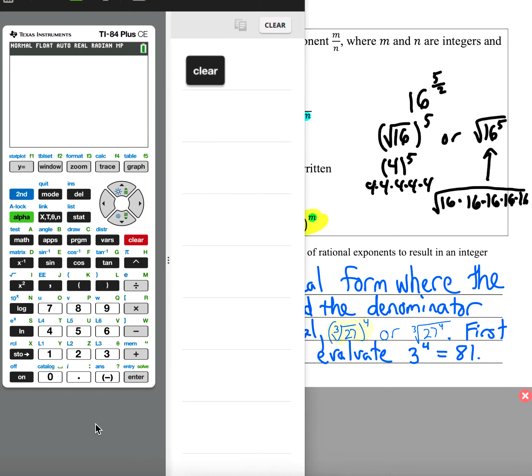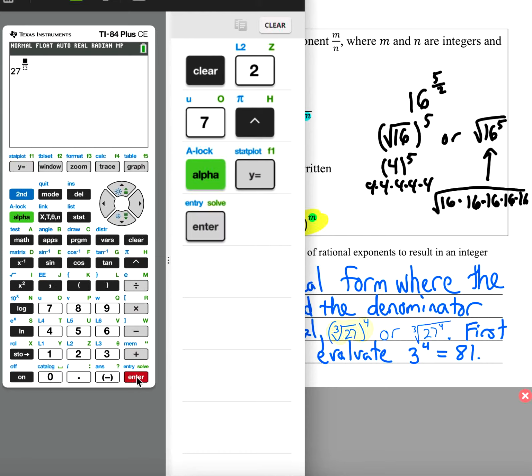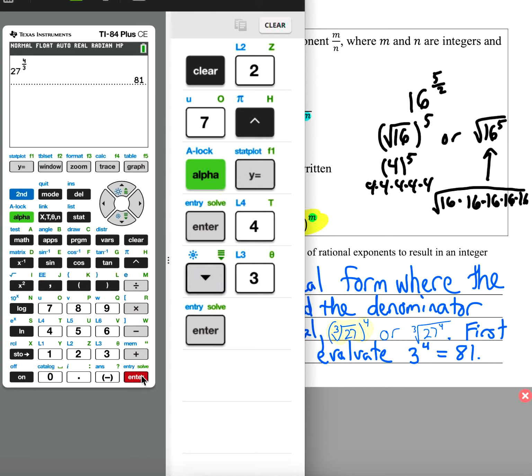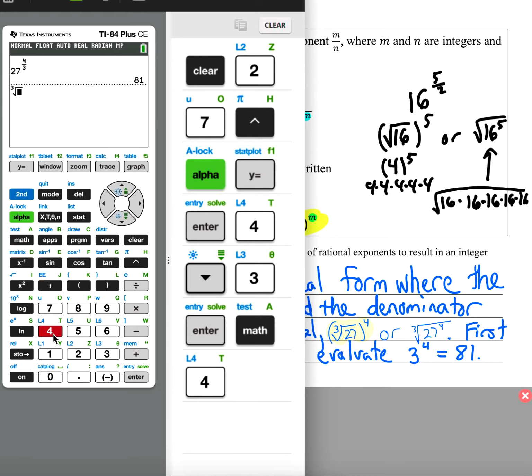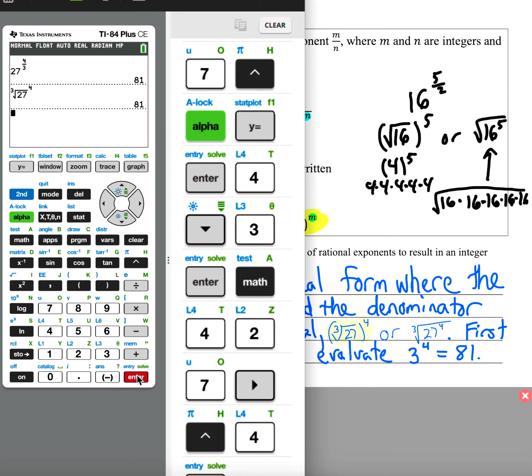I also want to show you guys how to put that in the calculator. So you can do this multiple ways. 27 is our base. You can raise it, and then you can put alpha y equals to get the fraction, 4 over 3. You'll see it'll say 81. You could also do, say you can't think of how to do the exponent of 4 over 3, then you could always press math, and then choice 4 is cube root, so you could press 4. So it'll be the cube root of 27 to the 4th. We'll get 81.